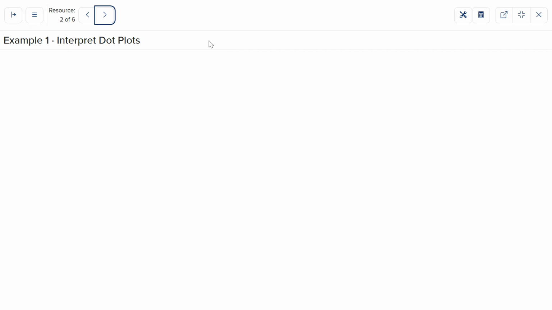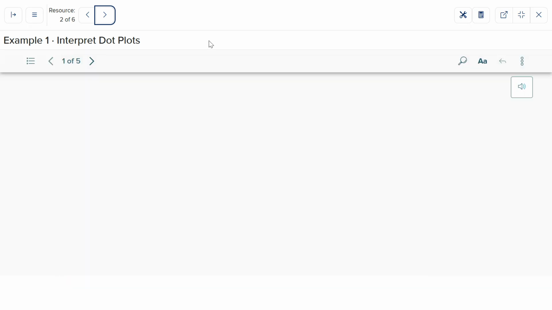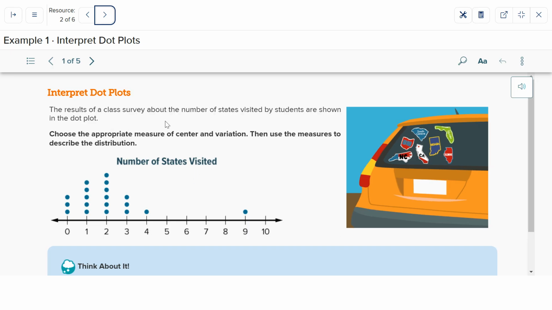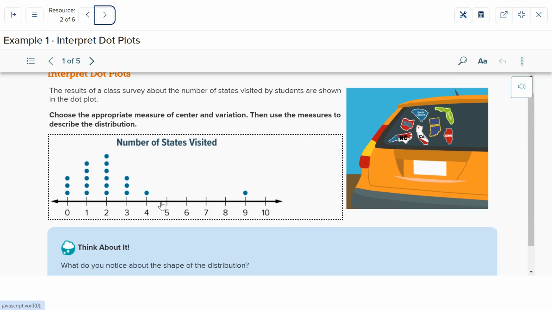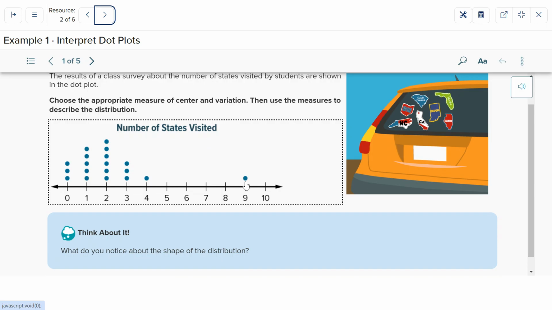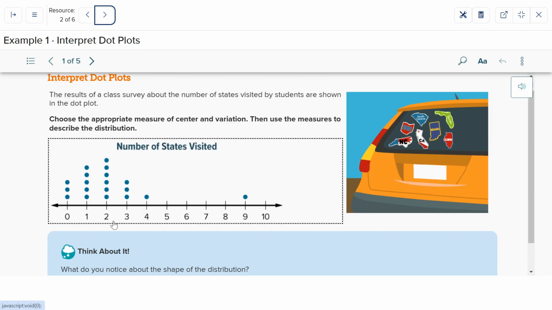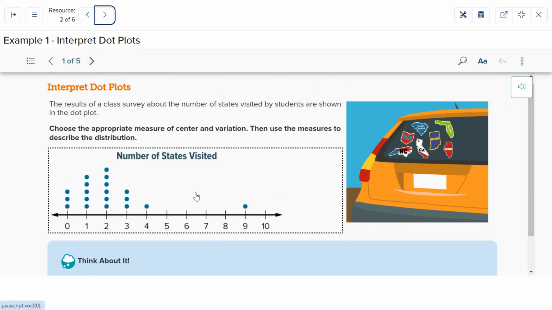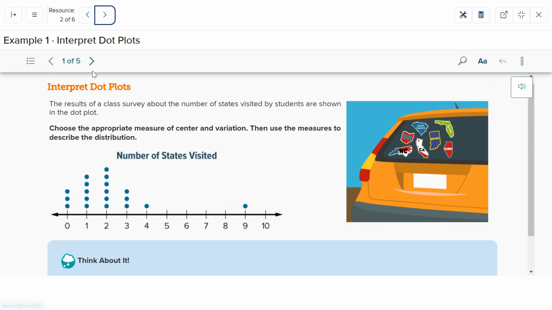So example 1, interpret dot plots. All right. The result of a class survey about the number of states visited by students are shown in the dot plot. Choose the appropriate measure of center and variation, then use the measures to describe the distribution. So here is our dot plot. We've got a range here of all the way from 0 up to 9. And there's some dots here, there's not some dots here. What do you notice about the shape of the distribution? Well, I can tell just from looking at this. This is not symmetrical, though if we just looked over here, it's close, but it's not exactly symmetrical.